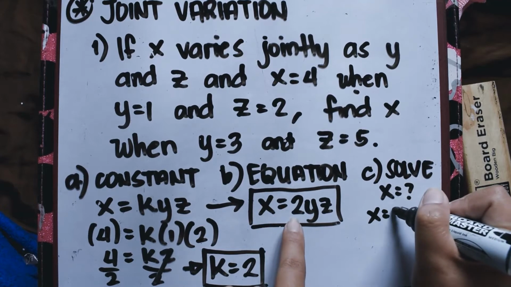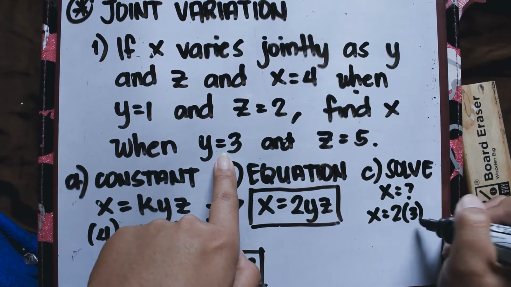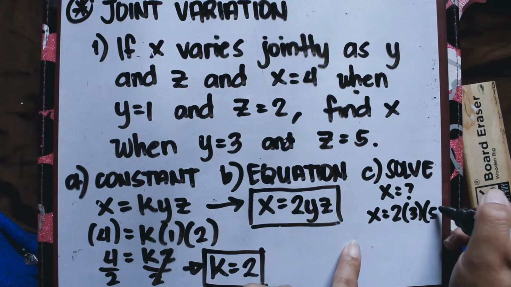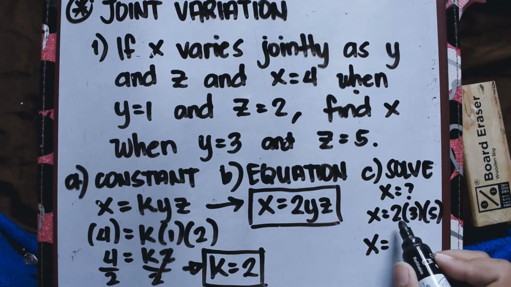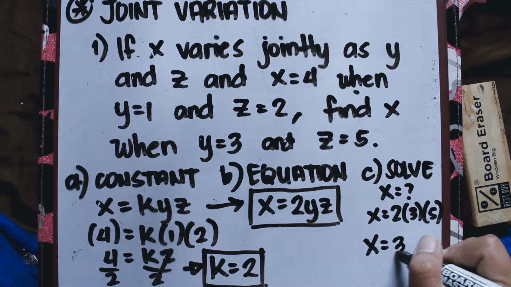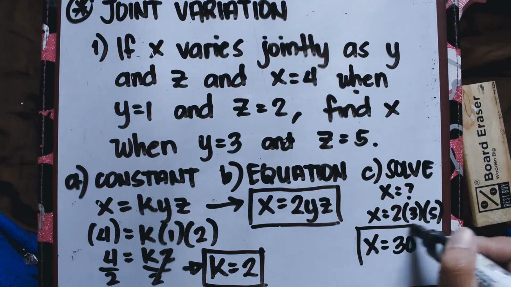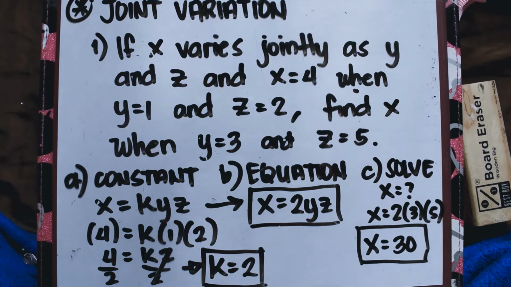Is equal to constant 2. And then hanapin daw si x kung ang y ay 3. Palitan lang ng value. At ang z ay 5. Ganun lang kasimple. Next. Let's solve. X now is equal to 2 times 3 is 6 times 5 is 30. Ibig sabihin, nakuha na natin ang value ni x kapag ang y ay 3 at ang z ay 5.